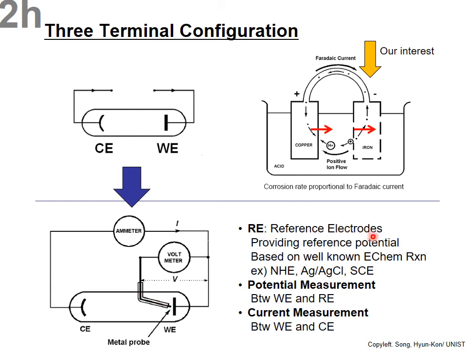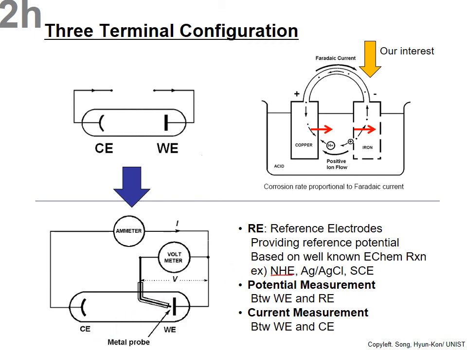Inside reference electrode, various electrochemical reactions have been used, which is based on very well-known electrochemical reaction. For example, here are three representative reference electrodes. The first one is normal hydrogen electrode, which is based on the electrochemistry between proton and hydrogen. Let me write down.